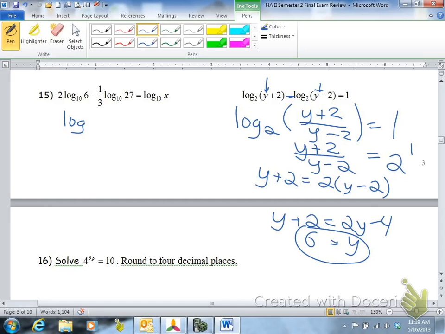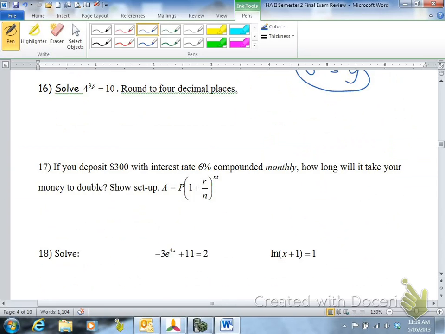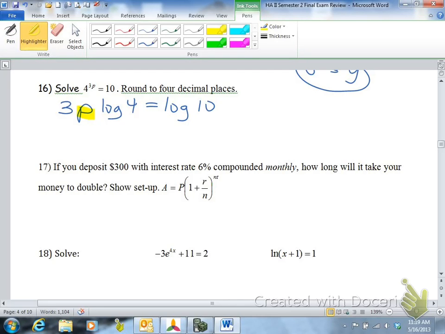So that's logarithm. And the next one, when you have a variable exponent, you should log both sides. Turn the page. You log both sides, 3p log 4. You bring the exponent down with the power property, and then log 10. And then to solve for p, break out the highlighter. Solve for p, there's p right there. And then you do log 10 divided by 3 log 4.